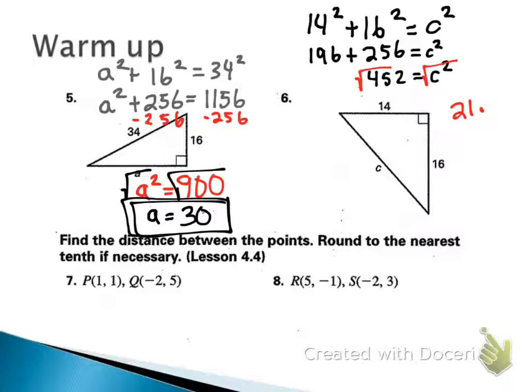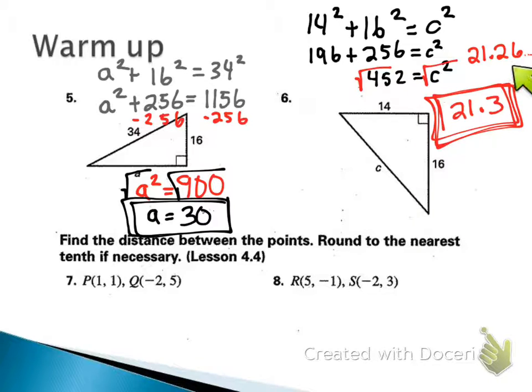The 6 makes the 2 go up to a what? A 3. So it's going to be 21.3. It was 21.26, right? And then a bunch of other stuff. So you look at the 6. The 6 is going to make this one go up just one digit. So the number right above a 2 is a 3. So that's how we rounded this one. Remember, 5 or above, it rounds up. 0 through 4, it just stays the same.